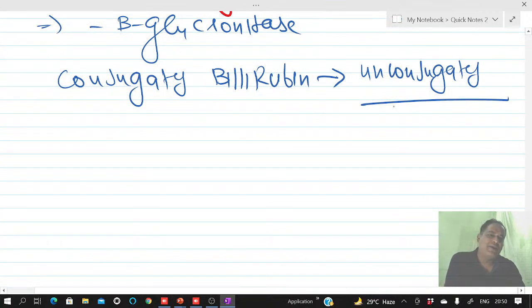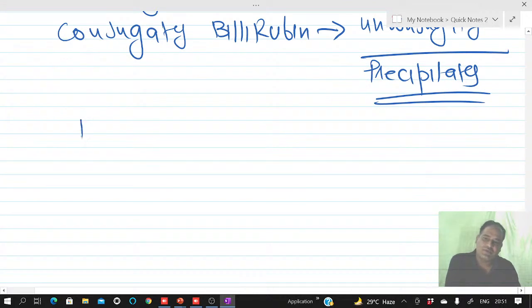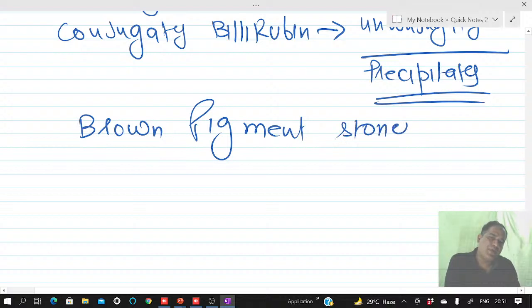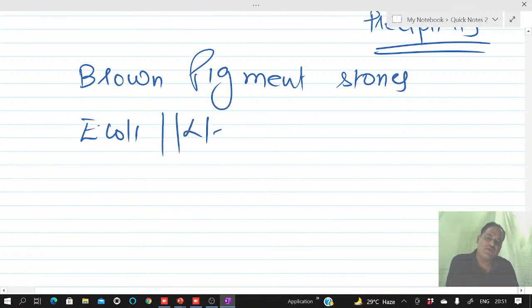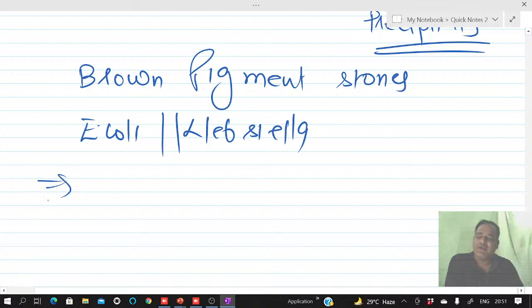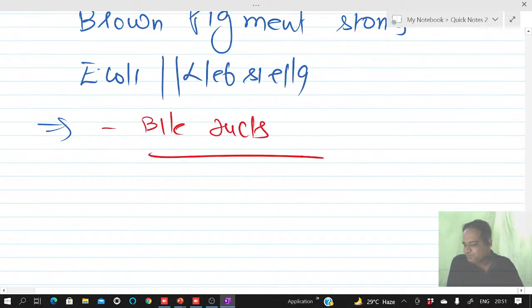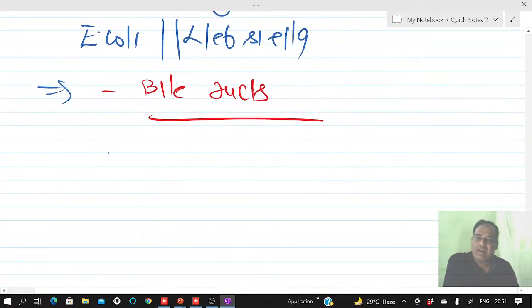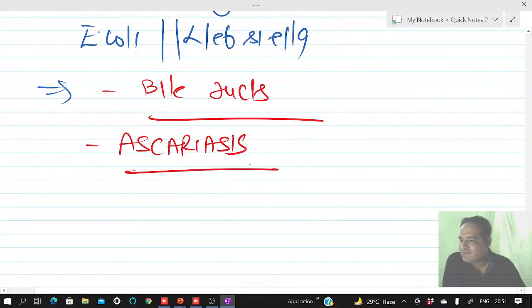Now, what is the problem? Unconjugated bilirubin easily precipitates and it gives rise to stone formation. So now your patient will have brown pigment stones. What are the bacteria? E. coli and Klebsiella. Infection will reach the bile duct first rather than reaching the gallbladder. Hence, these stones are commonly seen in the bile duct. These stones are commonly seen if your patient has ascariasis.